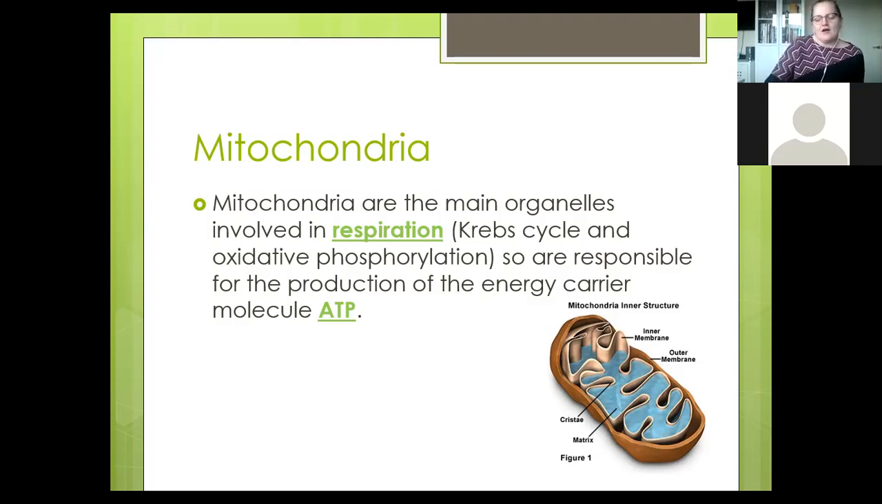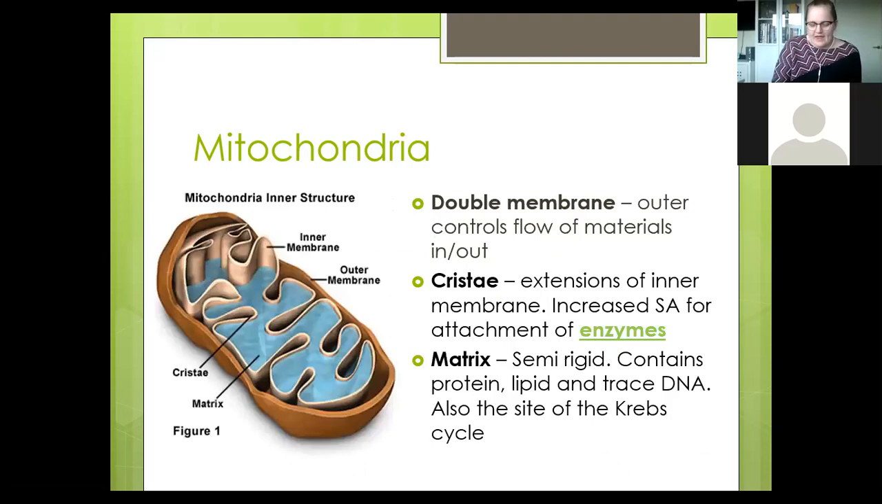ATP. They are an oval shape and they have a double membrane, an inner and an outer membrane. The inner membrane is folded to form structures called cristae, and these are extensions of the inner membrane. Basically the point of these is to increase the surface area for attachment of enzymes. And inside the inner membrane, we find the matrix. Now the matrix is semi-rigid, and it contains proteins, lipids, and trace DNA.